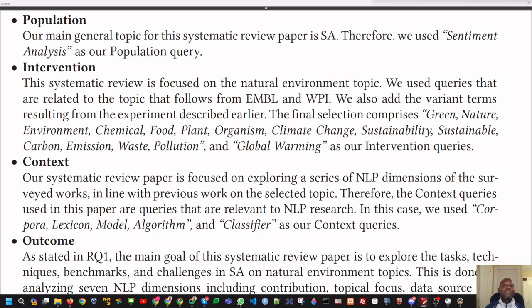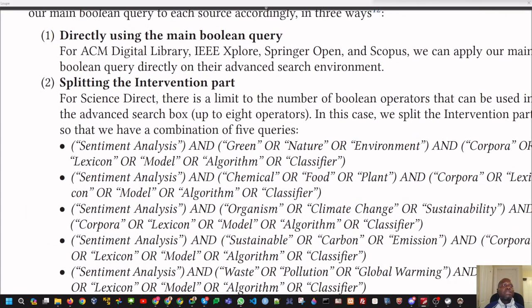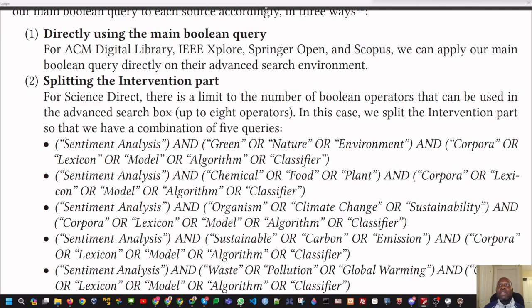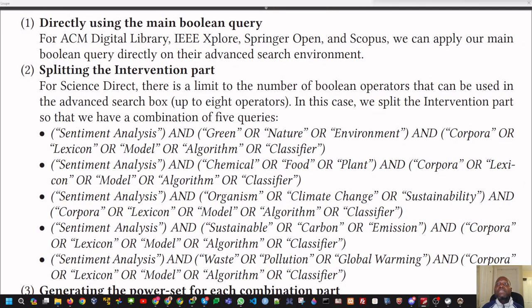So that's, I don't need to emphasize that aspect because it's really domain specific. What we are interested in here is that they do come up with queries that are of interest in their case. They are focusing their work on these key databases: the ACM Digital Library, which I always use, the IEEE Xplore, and also Springer Open.